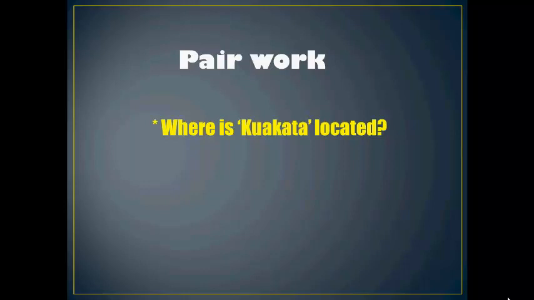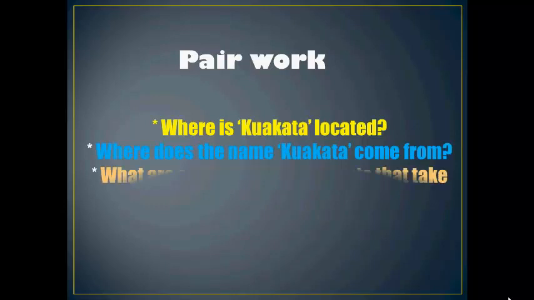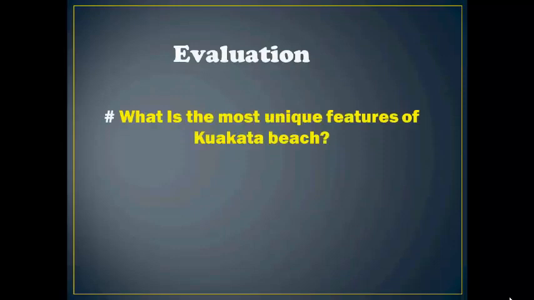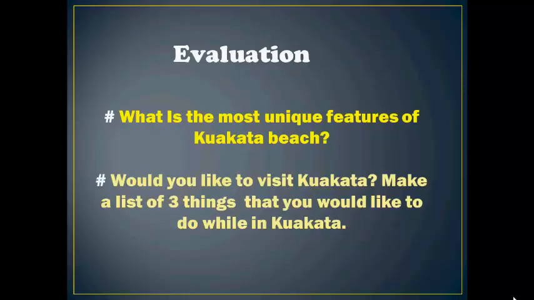Now today's question is, where is Kuakata located? Where does the name Kuakata come from? What are some traditional events that take place in Kuakata? Evaluation. Today's evaluation is, what are the most unique features of Kuakata beach? And would you like to visit Kuakata? Make a list of 3 things that you would like to do while in Kuakata.